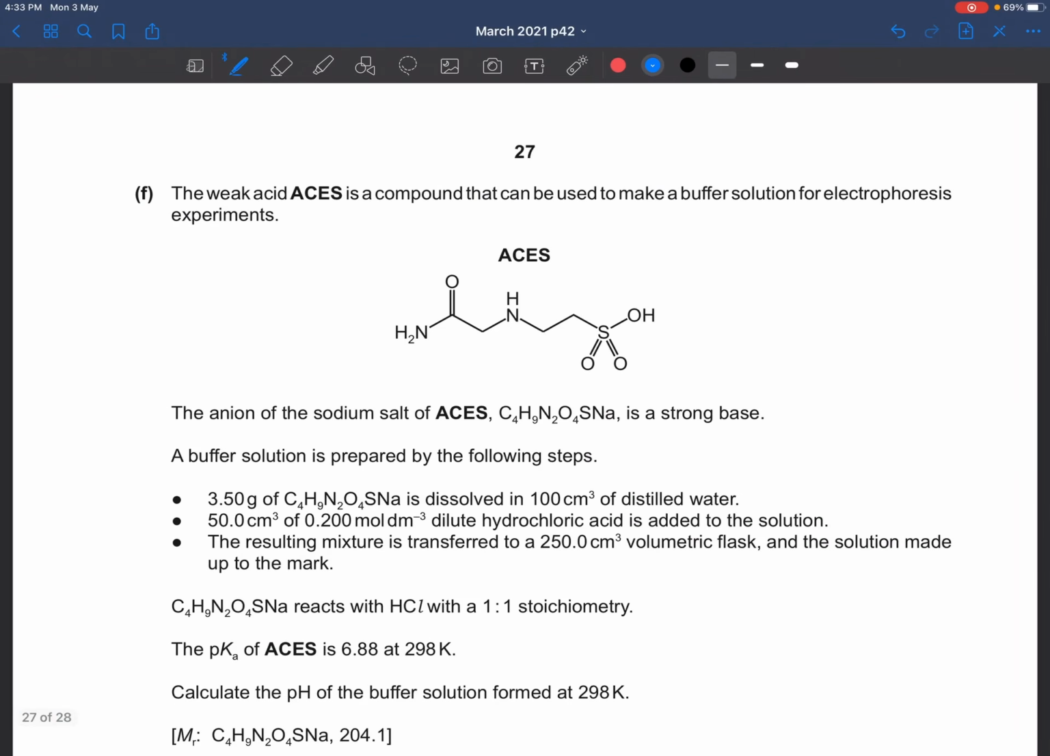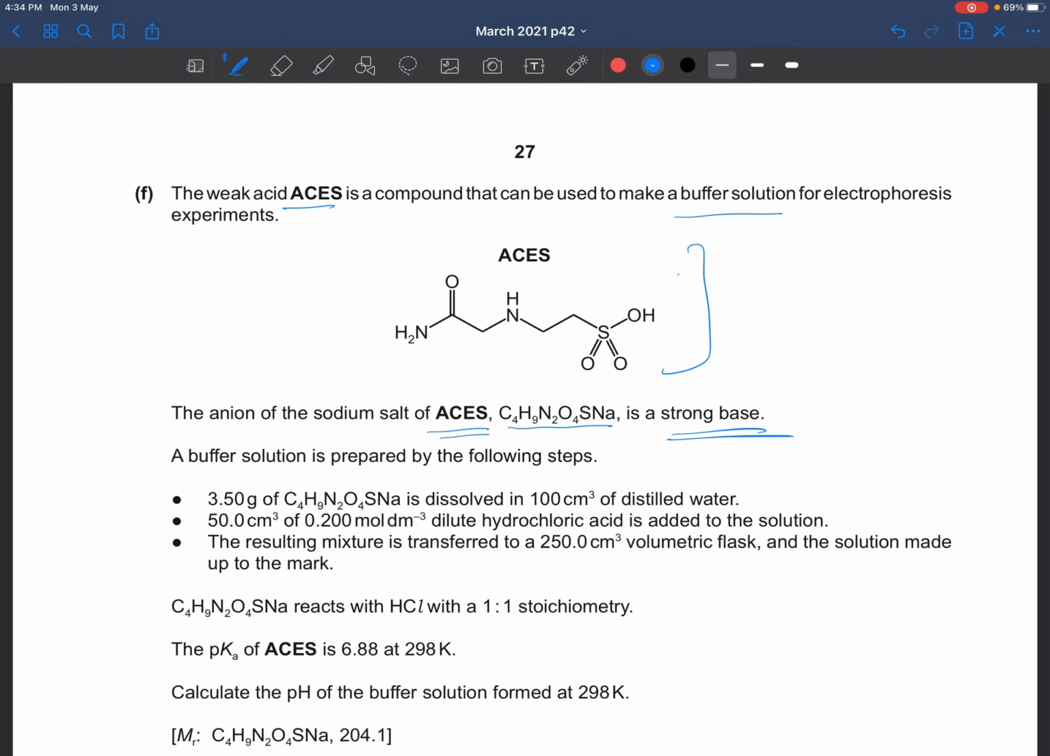the weak acid ACES is a compound that can be used to make a buffer solution for an electrophoresis experiment. Right, this is the weak acid ACES. This is the anion of the sodium salt of ACES, when it loses a proton and combines with sodium. So this is a strong base.